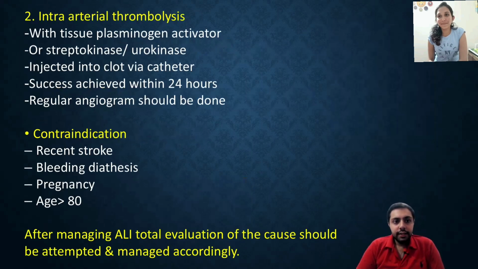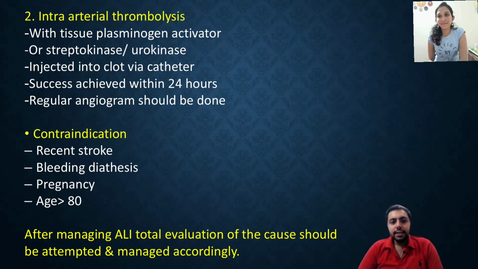Then intra-arterial thrombolysis can be done. You can give streptokinase, urokinase, or tissue plasminogen activator. These are basically not platelet inhibitors, so that the clot doesn't form further. Then again, it is injected into the clot via the catheter, and it is achieved within 24 hours. A regular angiogram has to be done after the removal of the clot to check for the patency of the vessels.